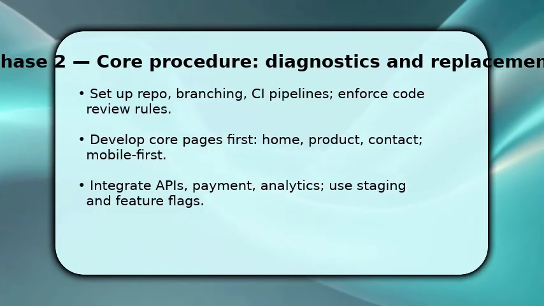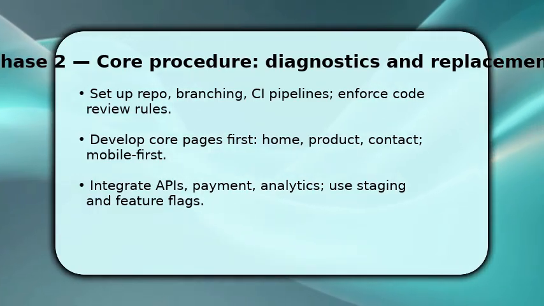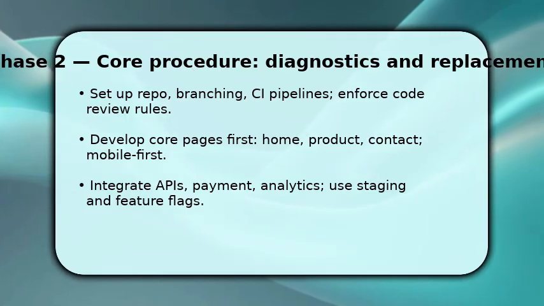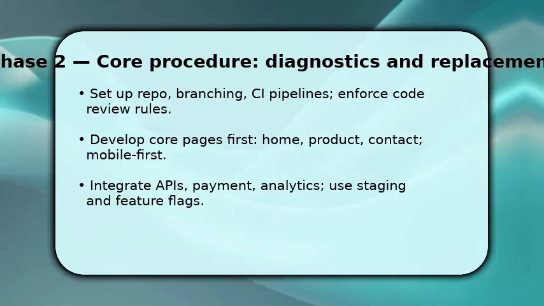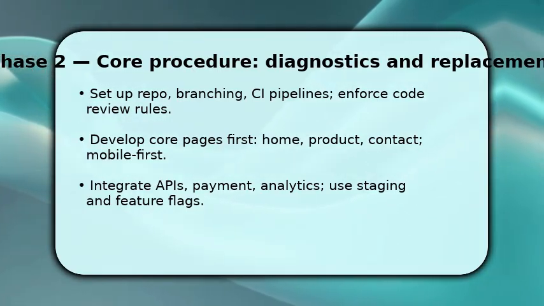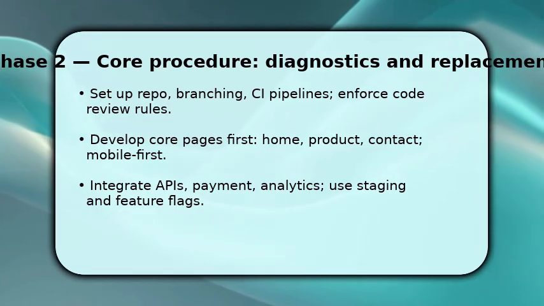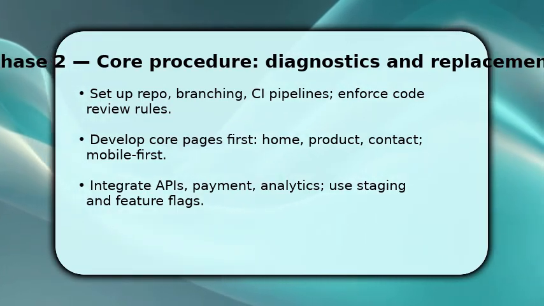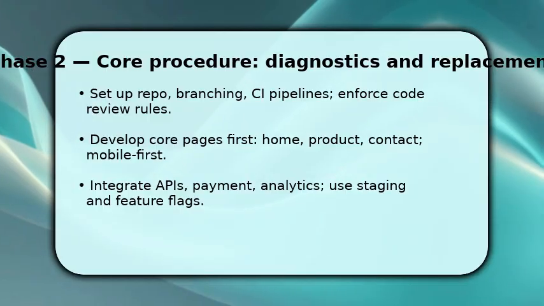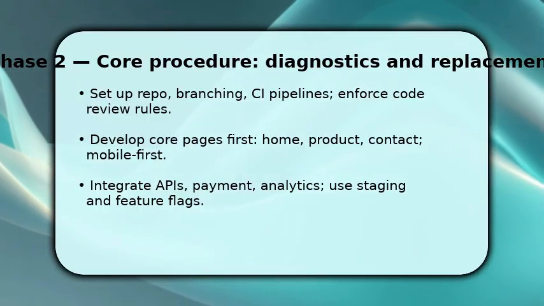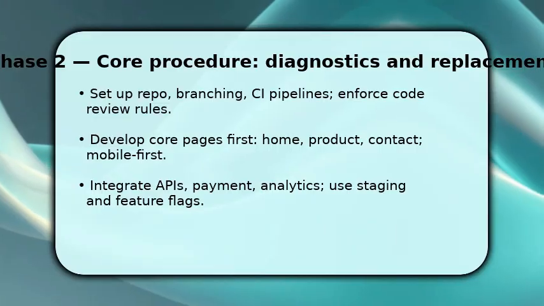Set up the repo, branching model, and CI pipeline so merges are safe and fast. Once done, implement the core pages, home, product, contact, using mobile-first layouts to reduce rework. Make sure to enforce code reviews and automated tests. This prevents regressions. Next, integrate external services, APIs, payments, analytics.